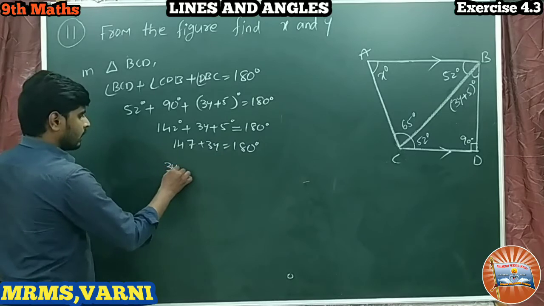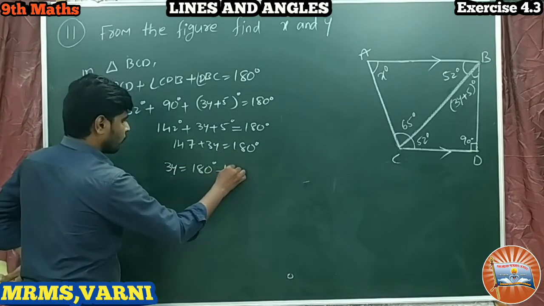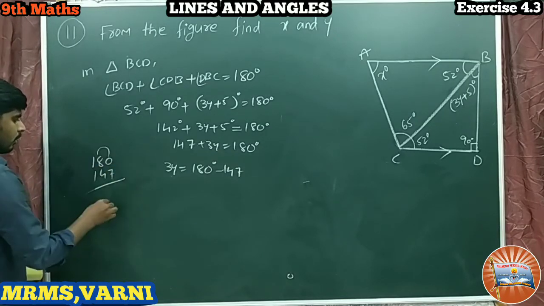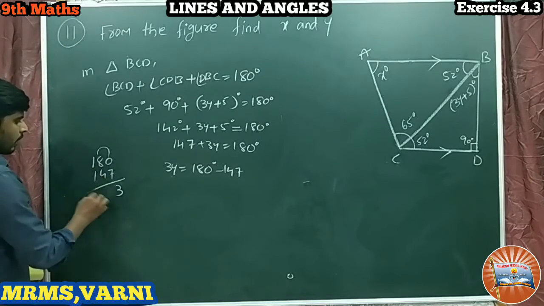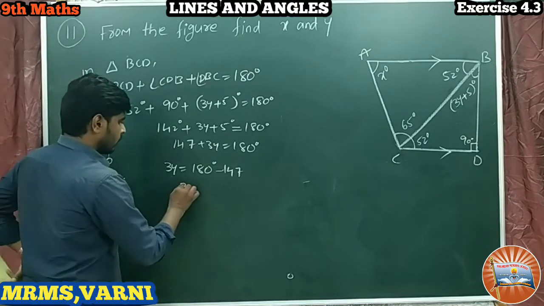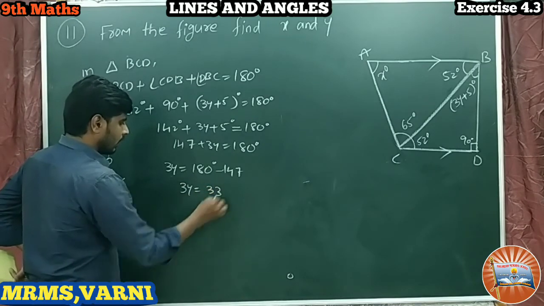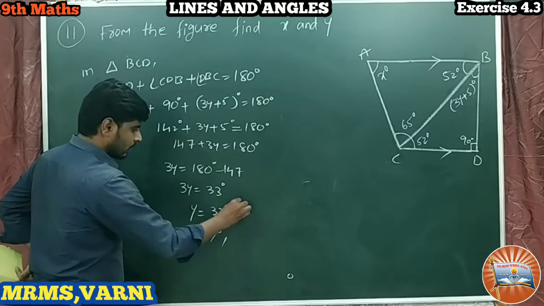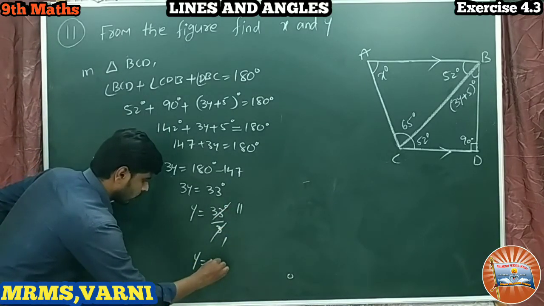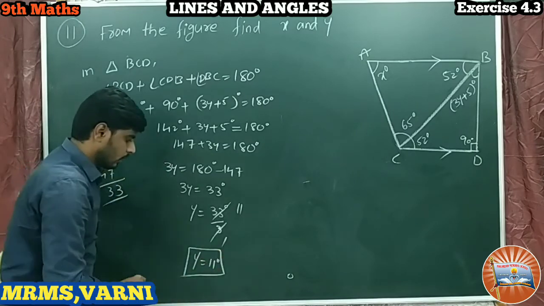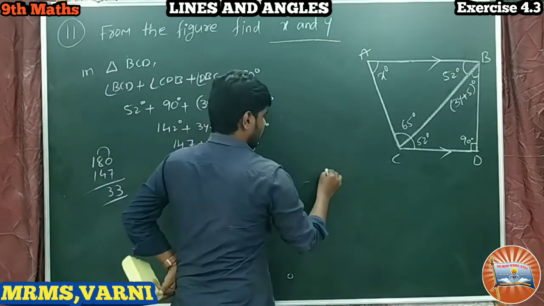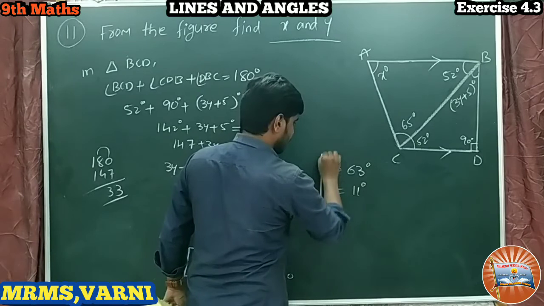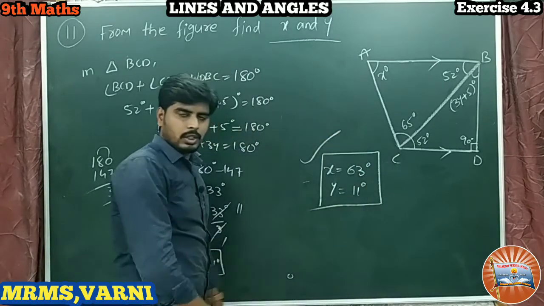So 3y is equal to 180 degrees minus 147. So 180 minus 147, 3, 7 remaining here, 7 minus 4, 3, 33 degrees. So 3y is equal to 33 degrees, y is equal to 33 degrees by 3, 3 ones, 3 elevens. So y is equal to 11 degrees we got. So that is our required x and y. So x we got 63 degrees, y we got 11 degrees. This is the required solution.